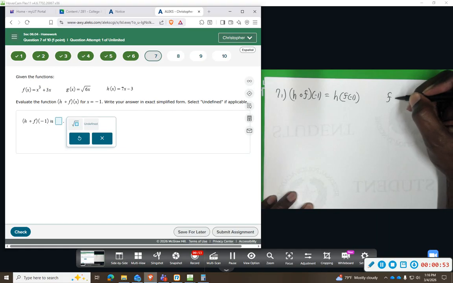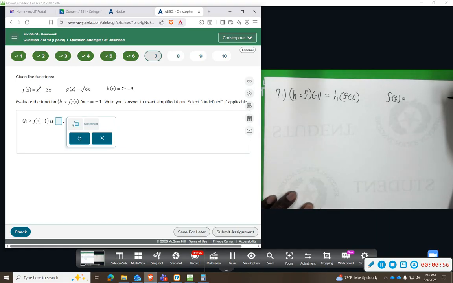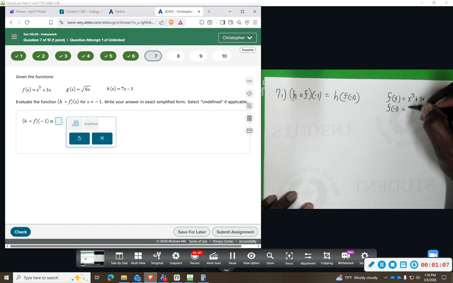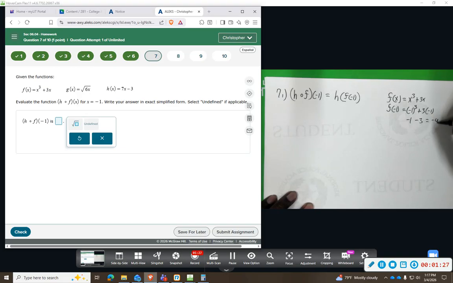So the f equation is x to the third plus 3x. Okay, we're going to plug in a -1 there. So the -1 to the third plus 3 times -1. This is going to give us -1 times -1 is a +1, times another -1 is -1, and then 3 times -1 is -3. So this gives us -4. So f of -1 is equal to -4.